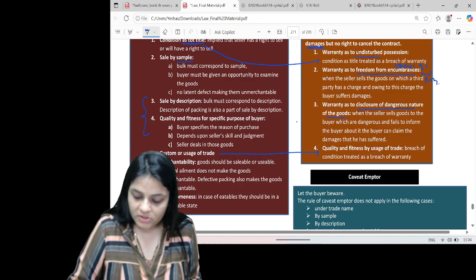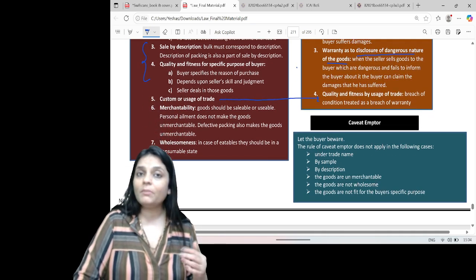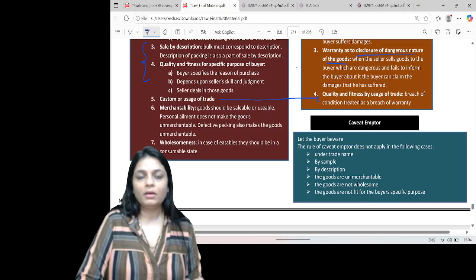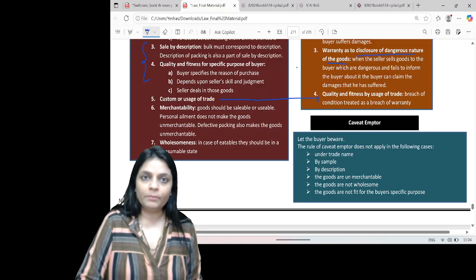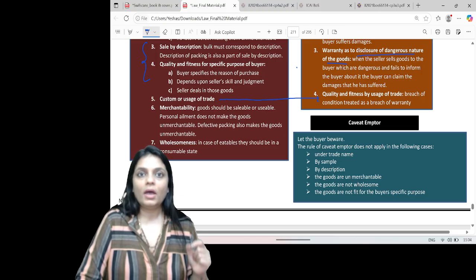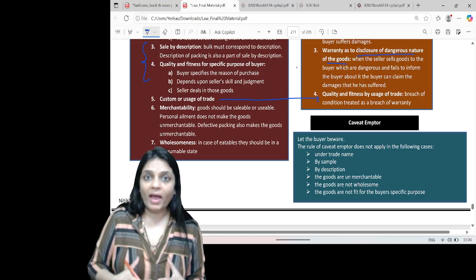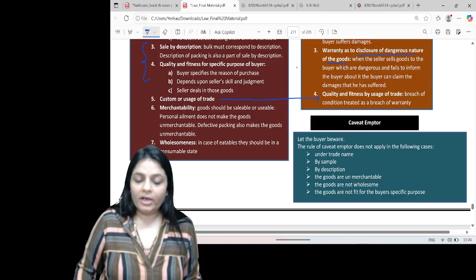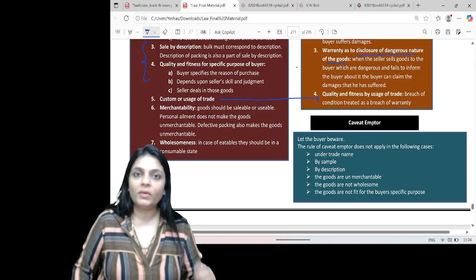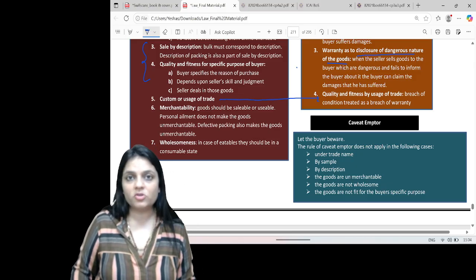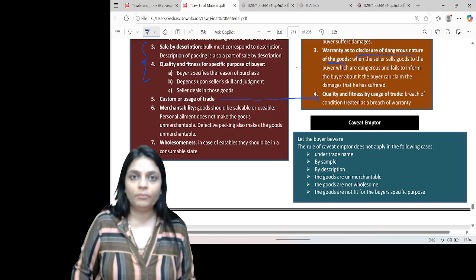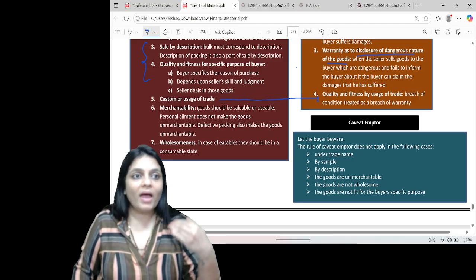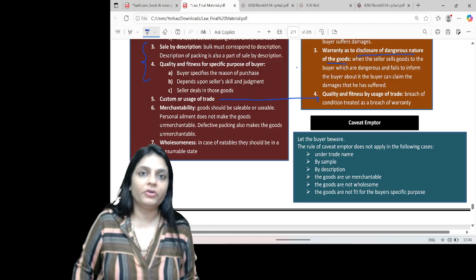The last topic of this unit, caveat emptor. It is the buyer's responsibility to check and select the goods as per his need. If the buyer is making a wrong selection of the goods, he cannot hold the seller responsible. I repeat again, it is the buyer's duty to check whether the goods that he's buying suit his purpose or not. If the goods are not suitable to him, he cannot claim anything from the seller. That means if the buyer has made a wrong selection of the goods, he cannot return the goods back.